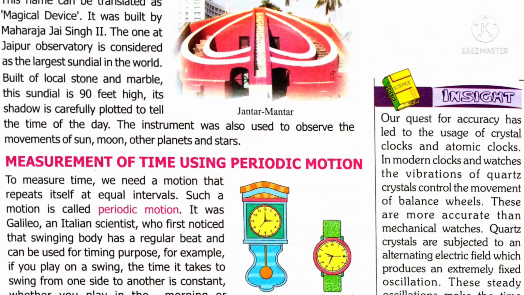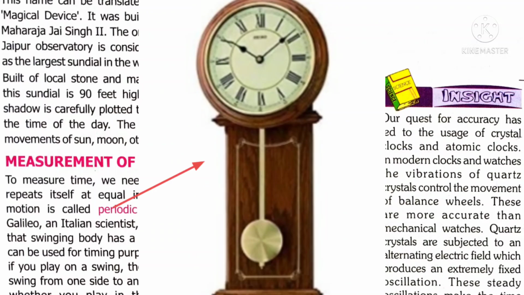In the present period, we have different instruments to measure time, like the wall clock, wristwatch, table clock, digital clock, and stopwatch. Galileo Galilei, the father of science, discovered the first mechanical clock, and the pendulum clock was also made later.